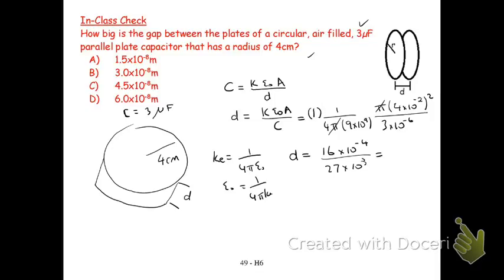16 divided by 27, so that's going to be 0.59 times 10 to the minus 7. So that is 5.9 times 10 to the minus 7, which is 6 times 10 to the minus 7 meter. I'm sorry, 10 to the minus 8. I make that 10 less, which is 6 times 10 to the minus 8 meters, which is D.